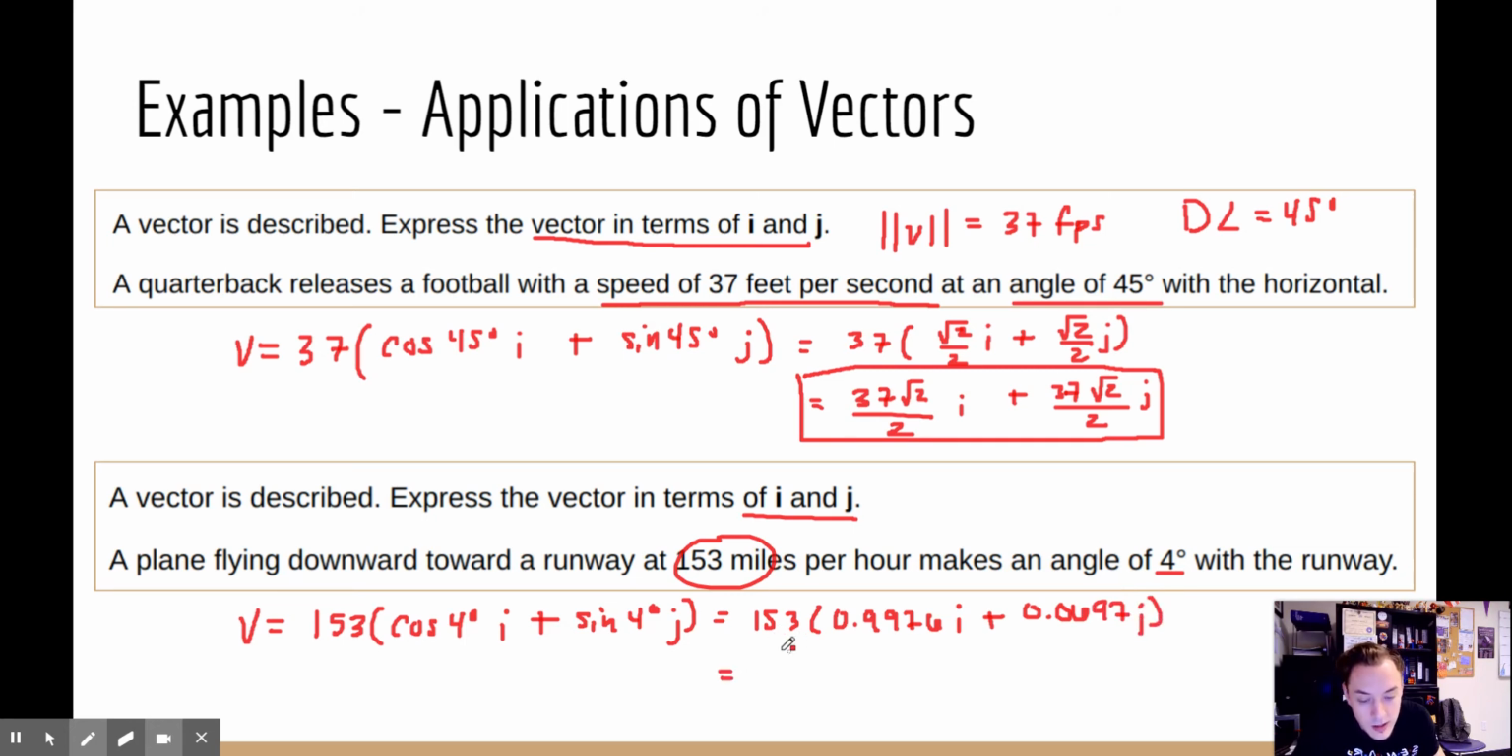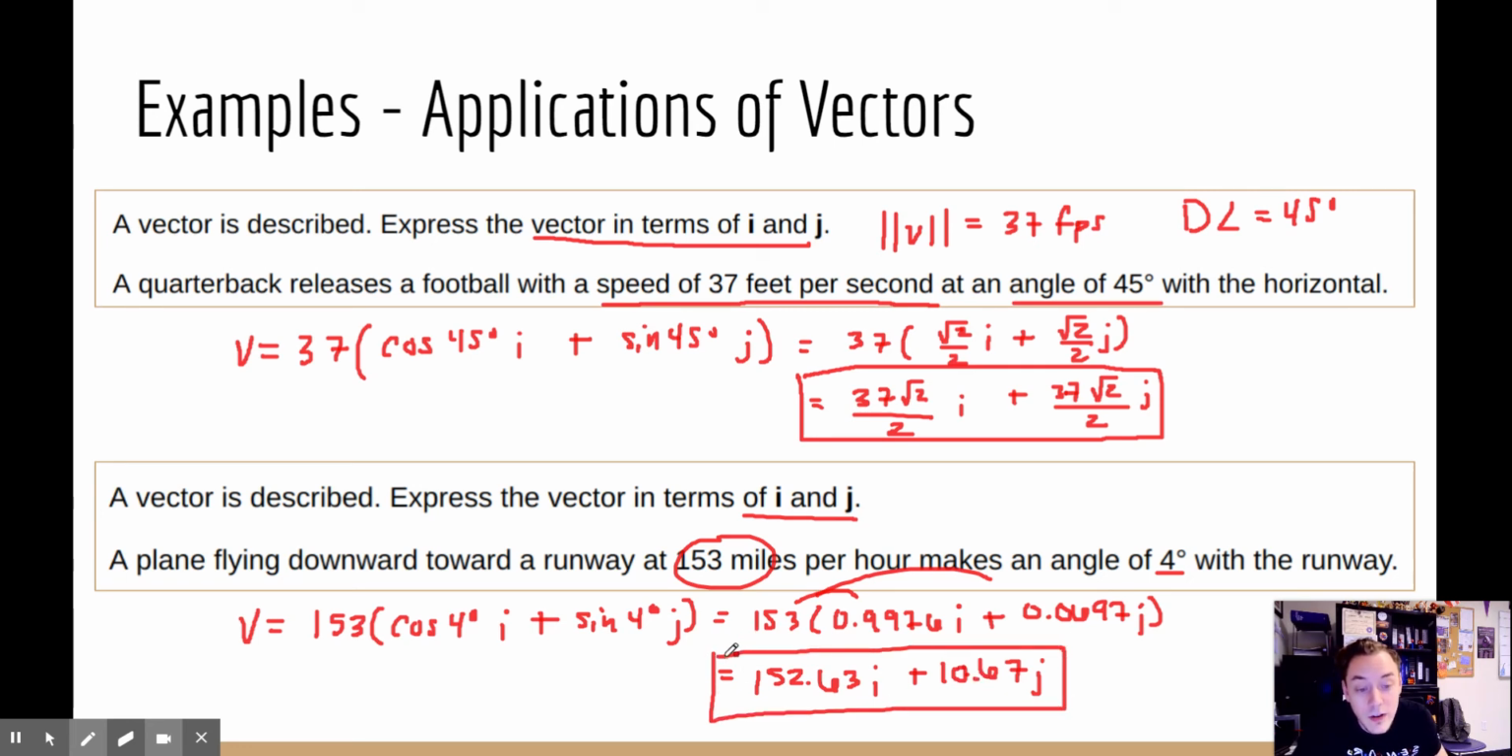And then when I multiply all that through, just distribute that through, you're going to get 152.63 I, and then plus 10.67 J. I know it's kind of odd here. Very interesting vector, because vectors in real life aren't as pretty as a 45-degree angle, right? So some of these vectors can get really nasty, as we will see in the next slide.